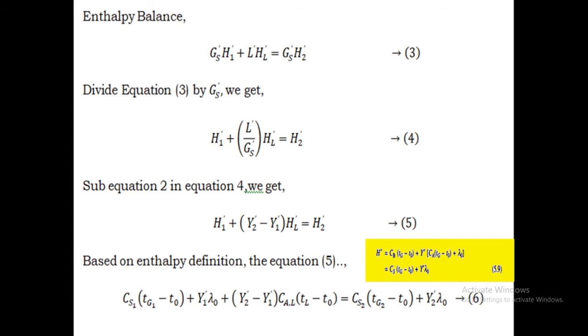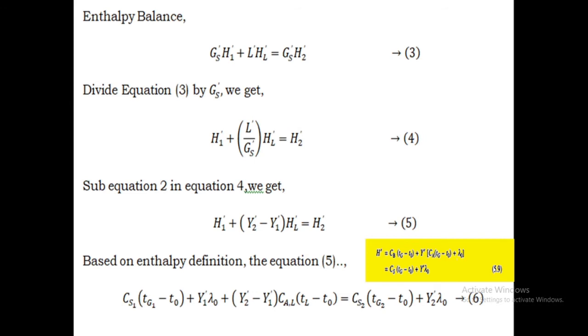The first, inlet condition H1'. The H1' is replaced with the enthalpy value: Cs1 into Tg1 minus T0 plus Y1' into lambda naught. So this is equal to H1'. So plus Y2' minus Y1', no change. Again we come to the enthalpy. This is the liquid enthalpy HL'. The liquid enthalpy is equal to Cp into delta T. Here Cp is the specific heat of the liquid.